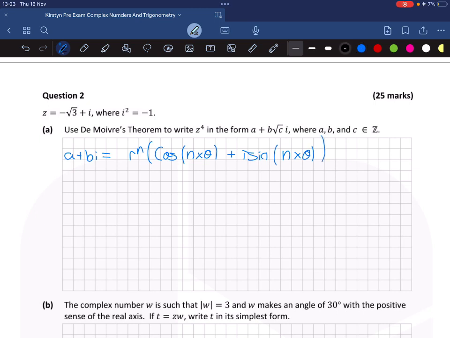So we can go ahead. What's r? It's equal to the square root of minus root 3 squared plus 1 squared, which is equal to the square root of 4, it's equal to 2.